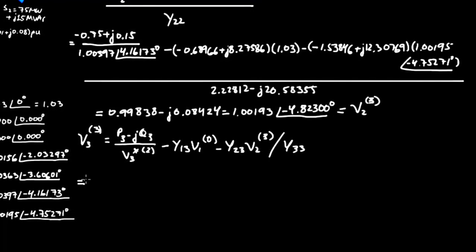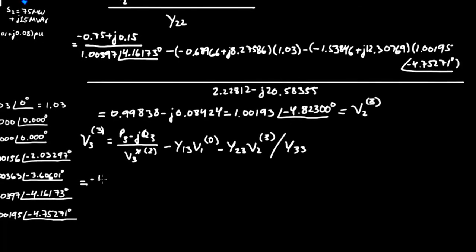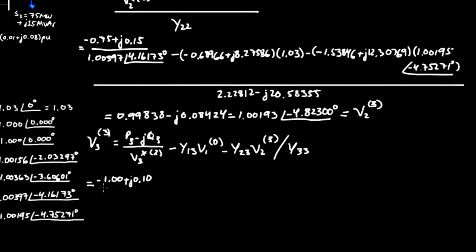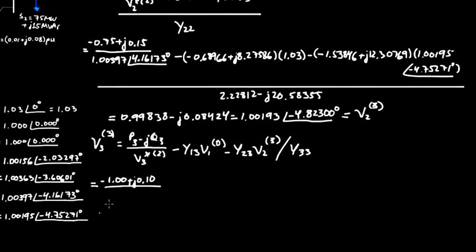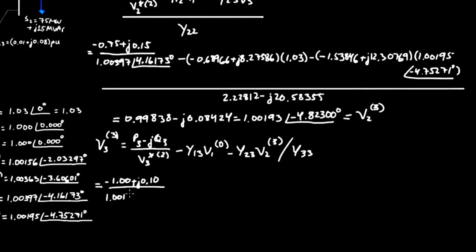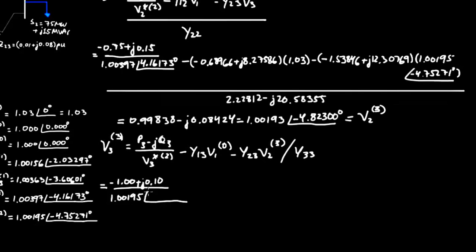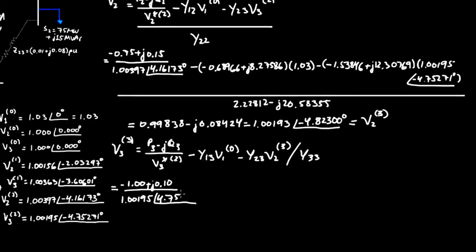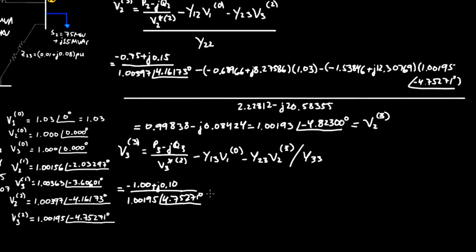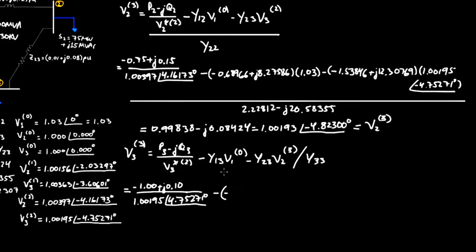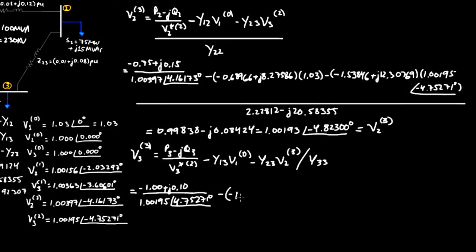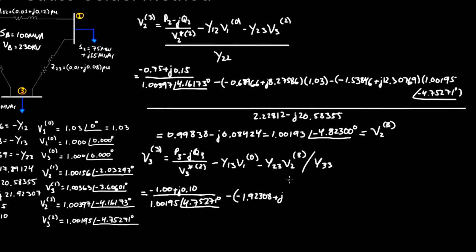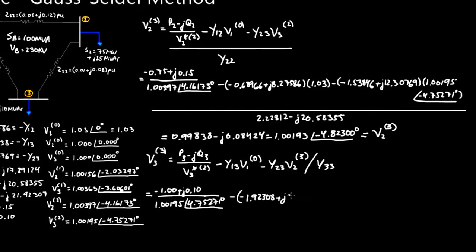Now if we calculate all this, we would get minus 1.00 plus J 0.10 over V3 of 2, which is over here, so 1.00195 at an angle of the conjugate of this, so 4.75 positive 271, and then that minus 1.92308 plus J 9.61538.